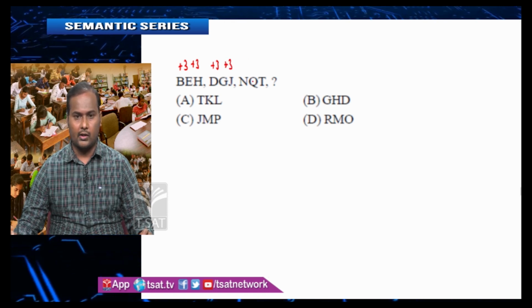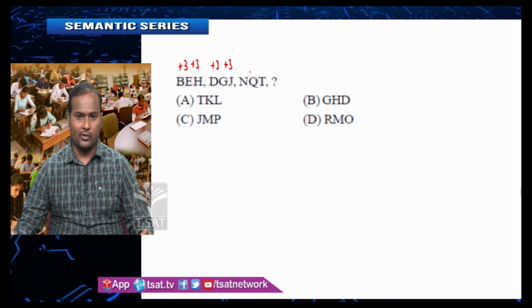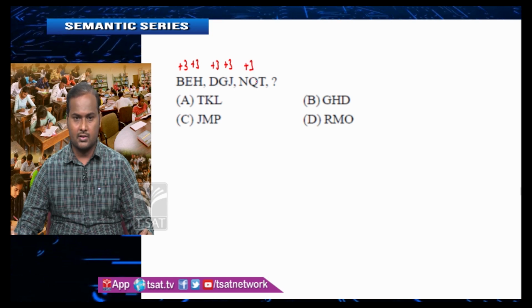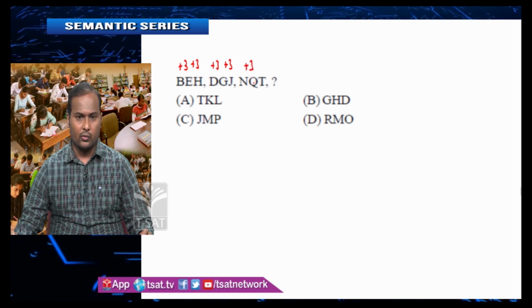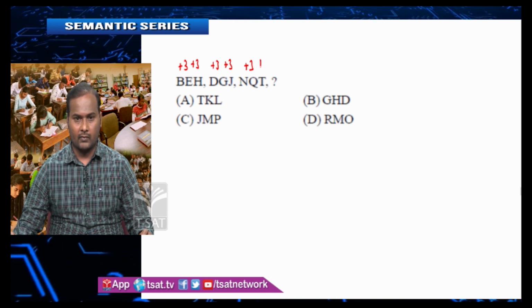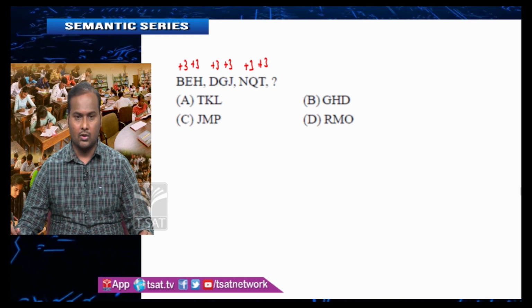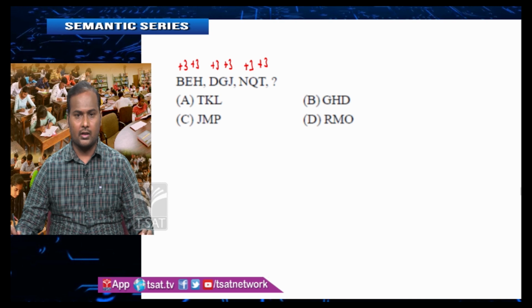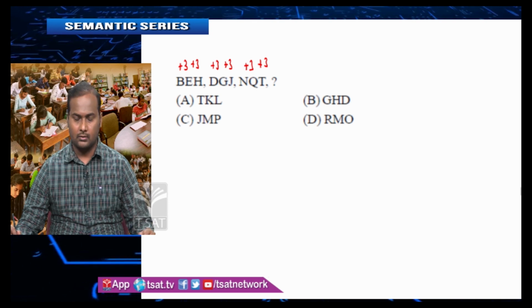In the same way, N to Q: N is 14, Q is 17. So, it is increasing by plus 3. And Q to T: Q is 17 and T is 20. Here also it is increasing by 3. So, now you need to check in the options which one is increasing by 3.